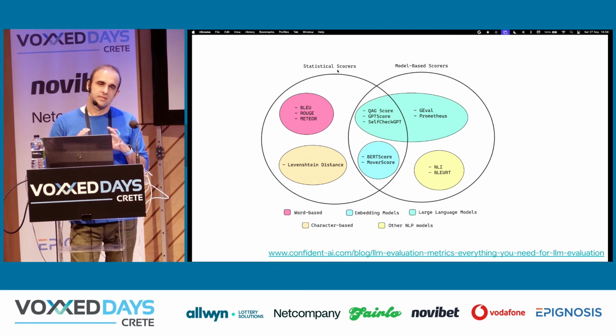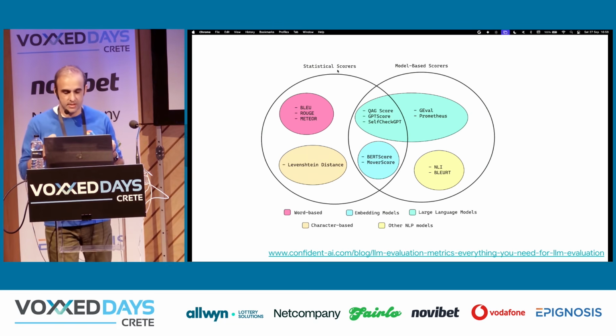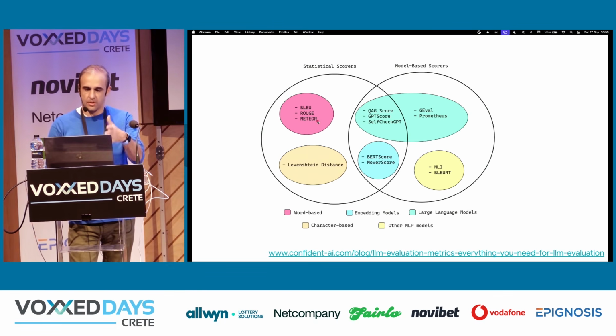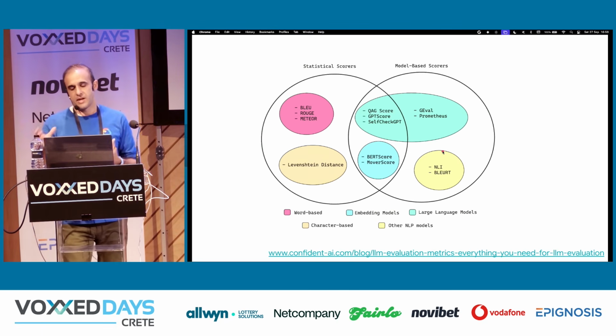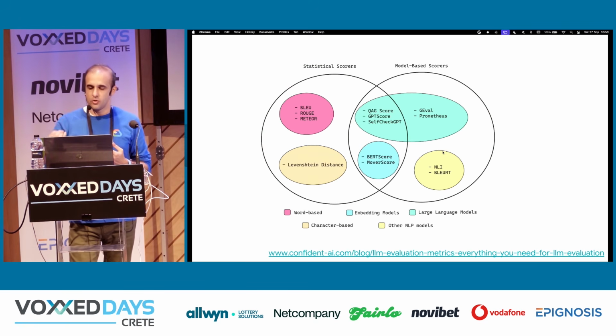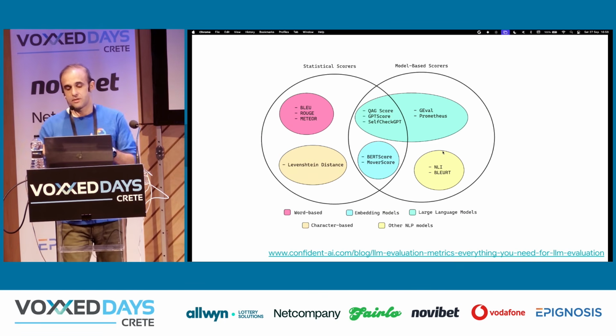And these are metrics that are basically mathematical functions, and then you pass your output to them, and they give you a score. So that's why they're called statistical or deterministic metrics. So BLEU, ROUGE, METEOR are some of them. And the other class of metrics is what's called model-based metrics. So the idea here is that you use a large language model to get an output, and then you use another large language model to evaluate the output of that model.